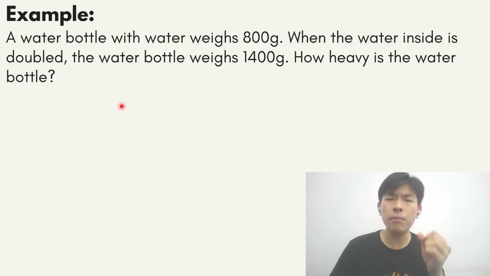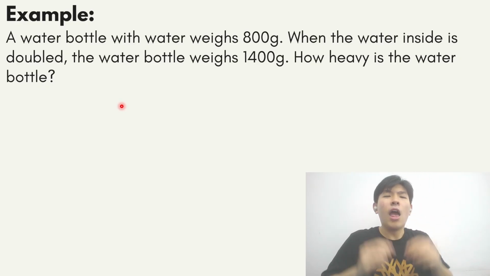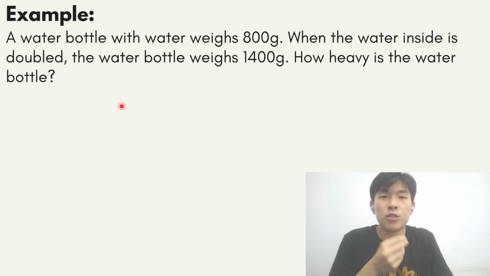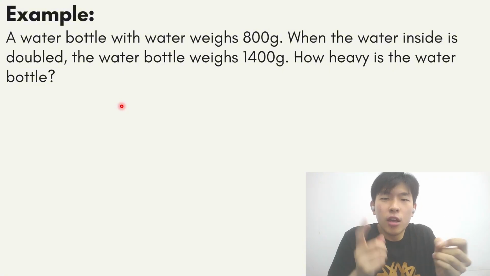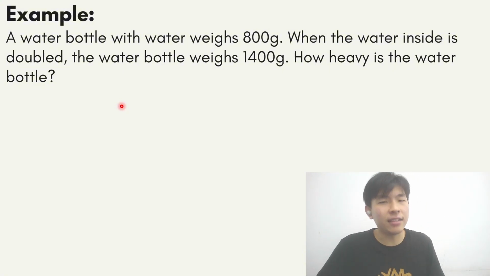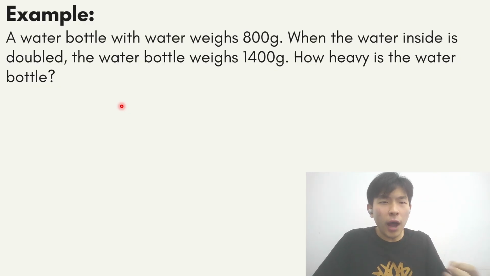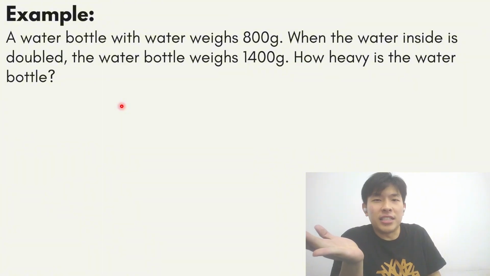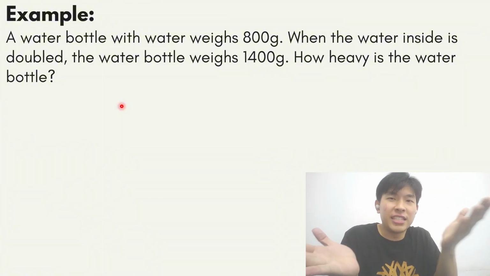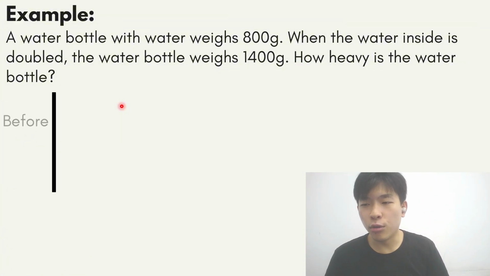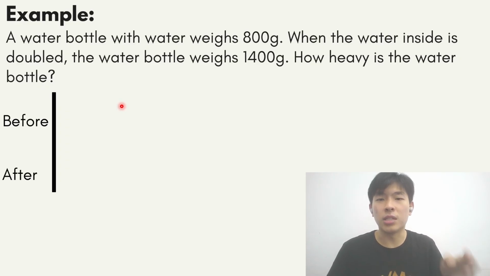How heavy is the empty water bottle? Now, this question we have doubled, so it is a multiple relationship. So let's try to use a model to represent this. Of course, we also have different weights of the water bottle. One is before the water is doubled, one is after the water is doubled. So here we can draw models to represent these two relationships. One is before, one is after.